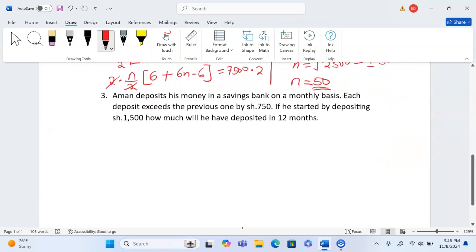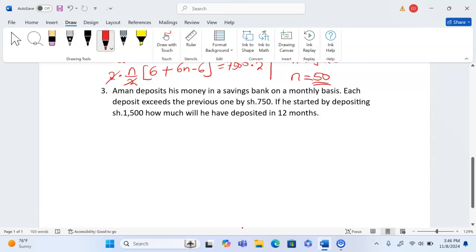We move to question number 3. A man deposits his money in a savings bank on a monthly basis. Each deposit exceeds the previous one by 750. If he started by depositing 1,500, how much would he have deposited in 12 months? Since we have been given how much this person saves, our a is going to be equal to 1,500. Then of course d becomes 750.